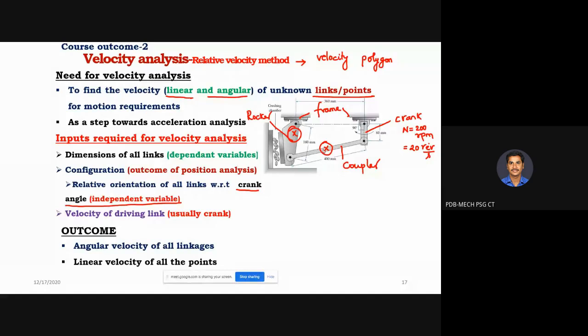So in the velocity polygon approach, I'm able to find out either angular velocities or linear velocities. Both are possible.